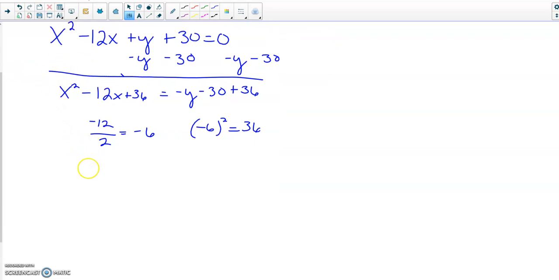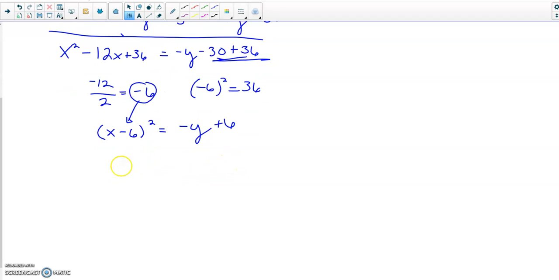Okay, so now what we're going to do is what I like to call fake factor. You're going to take this and we're going to plop it right in here. So minus 6 and square it equals negative y. So we're going to come back up here. Okay, so we're going to take and add those together and we get plus 6.